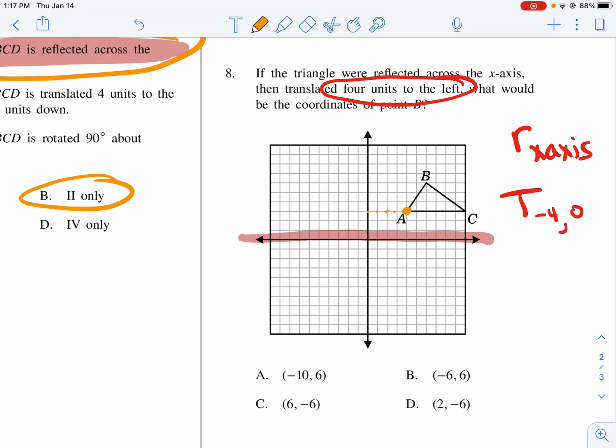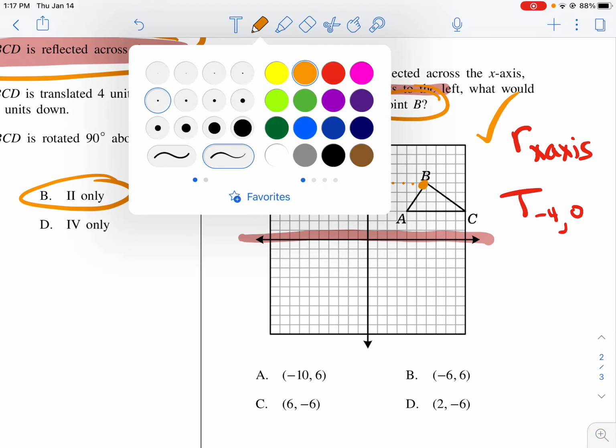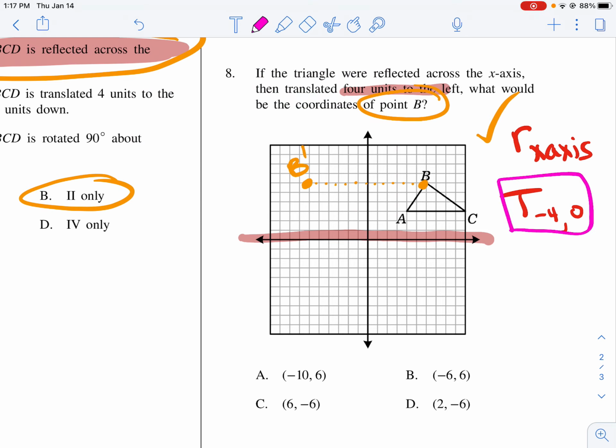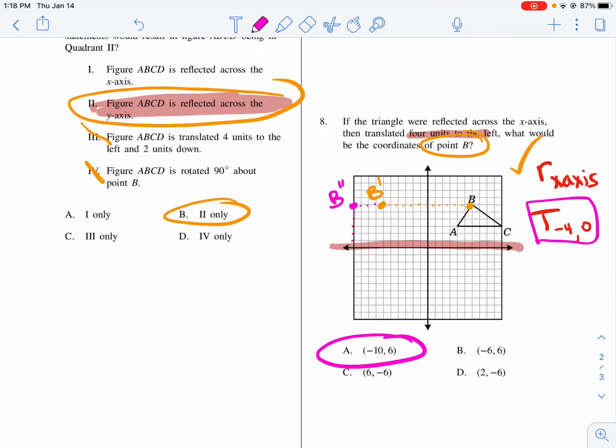If I'm reflecting over the x-axis, I'm going to count 1, 2, 3, 4. Oh wait, hold on, I didn't read all the question. This is why you guys got to read the question, my friends. Point B is up here, my loves. So let me just do point B. 1, 2, 3, 4, 5, 6. So here's B prime after our reflection. Now I need to translate it to the left 4. 1, 2, 3, 4. So that's B double prime. So that's going to be, I think that's -10. 1, 2, -10, 6. Choice A.